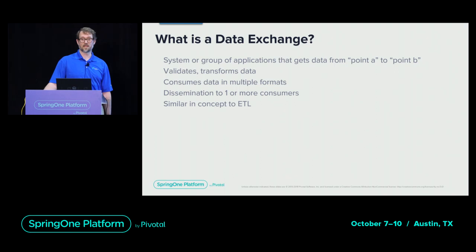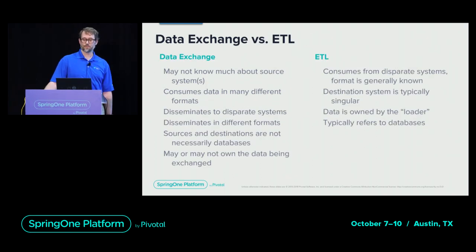It is very similar to ETL. I think it differs in a few ways, though. With ETL, if you looked it up on Wikipedia, it would basically say it's a process of extracting data from one database and putting it into another database and transforming it a little bit in the middle somewhere.